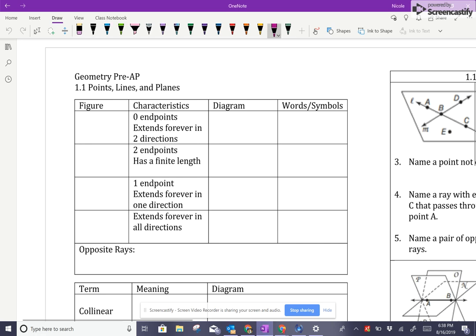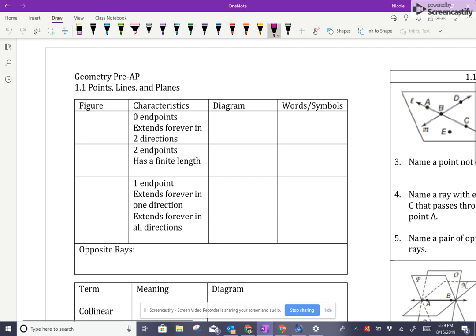Hello there, and welcome to Chapter 1.1, Points, Lines, and Planes. We're going to be talking about some basic figures and concepts that you will continue to use as we move on throughout this chapter as well as this class.